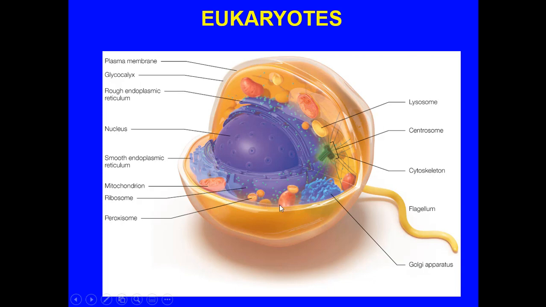You're going to have peroxisomes. You're going to have the Golgi apparatus. You're going to have smooth endoplasmic reticulum. And, of course, mitochondria here, here, here, whatever. You'll also have a cytoskeleton and a centrosome, not to mention also the lysosome. And on the exterior, you can have a flagellum.